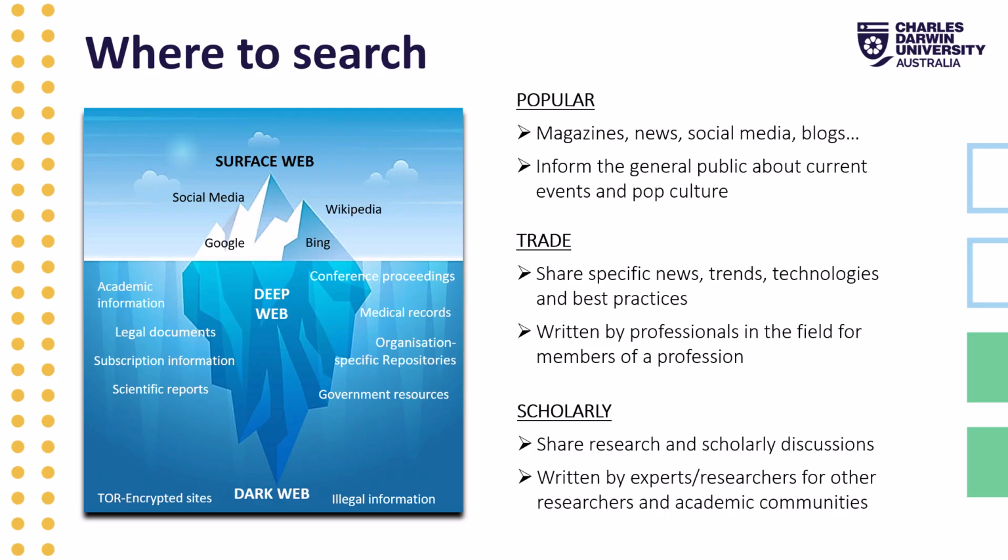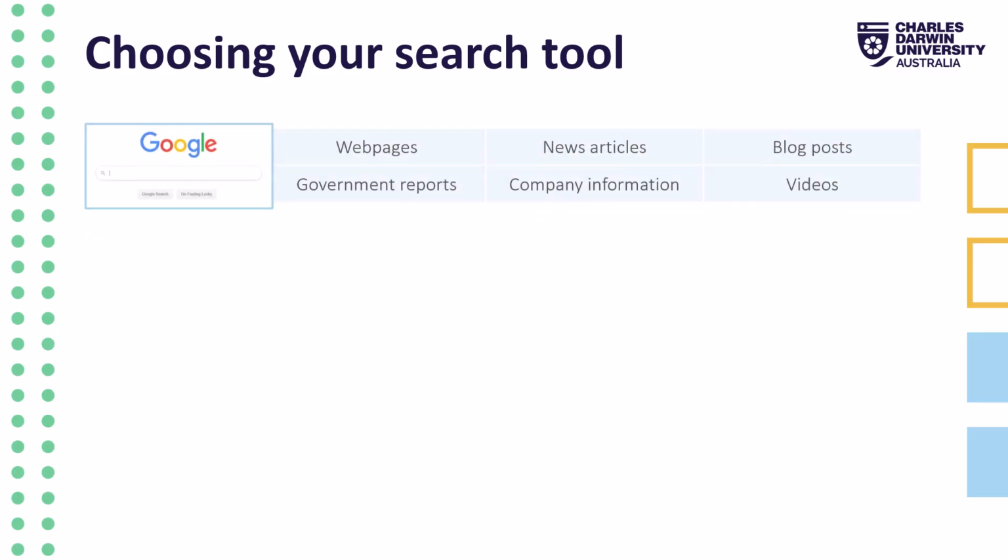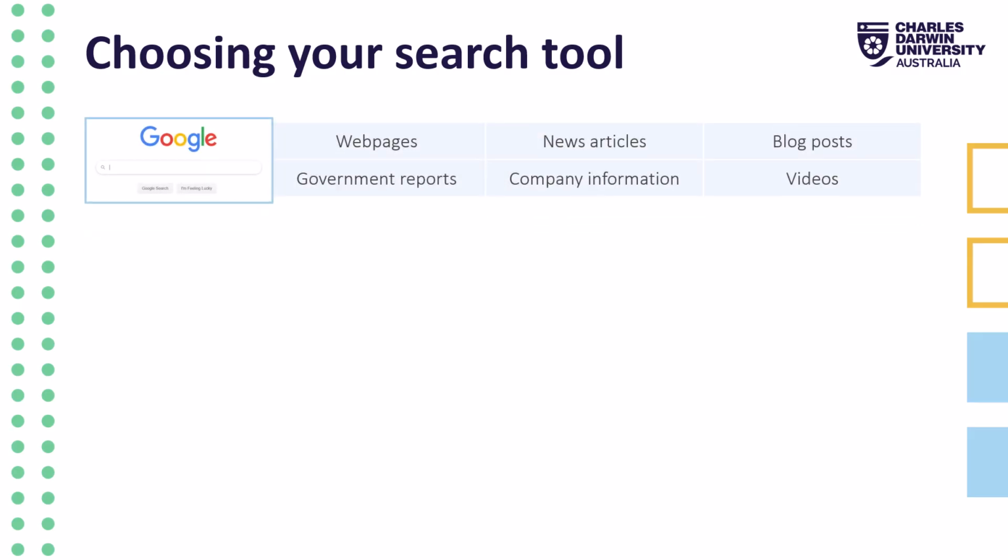Talking about types of sources, it can be helpful to know where you need to search. Now, for a lot of our popular and trade sources, we'll find them with a normal Google search. This has a lot of information, millions upon millions of results, that can make it hard to wade through all this information and find what's useful. Resources include web pages, government reports, and even videos.